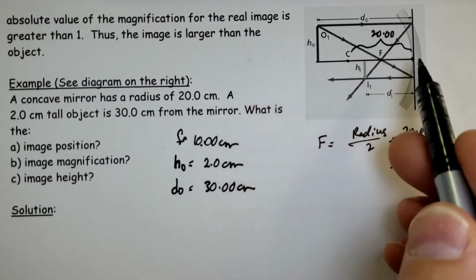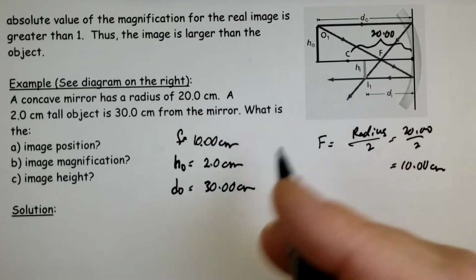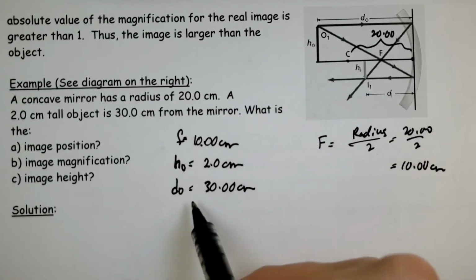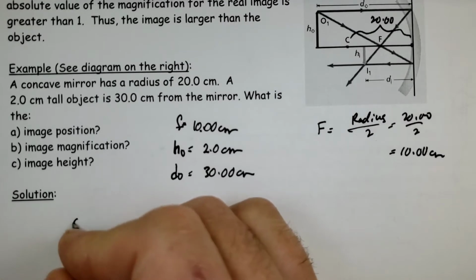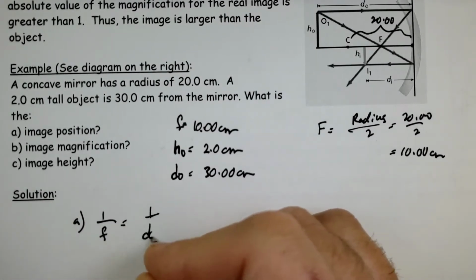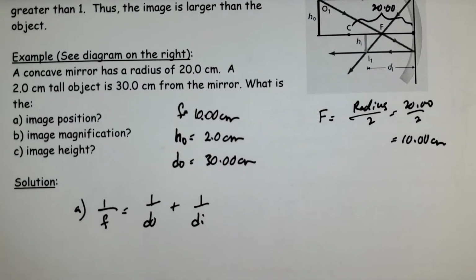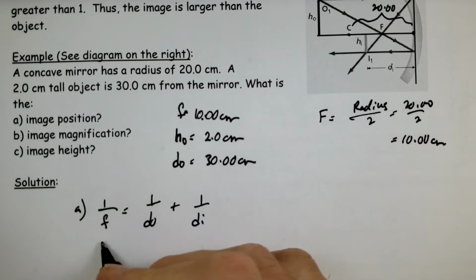So anything on this side is considered the positive area. Anything behind here is considered the negative area. So I know F, I know dO. So what I can do here is use the mirror equation to figure out the image distance, or the image position.